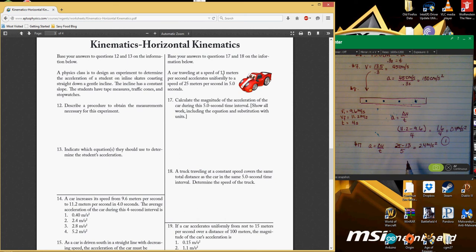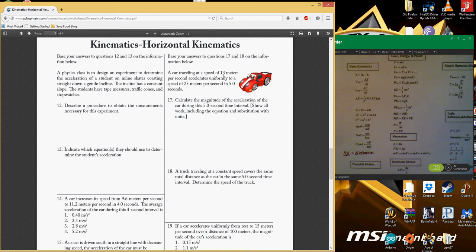Okay, the next question we're going to do is questions 17 and 18. Base your answers to questions 17 and 18 on the information below. A car traveling at a speed of 13 meters per second accelerates uniformly to a speed of 25 meters per second in 5 seconds. For 17, calculate the magnitude of the acceleration of the car during the 5-second time interval.